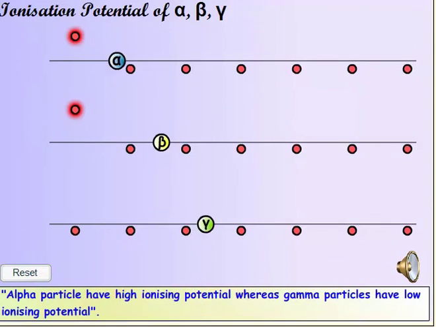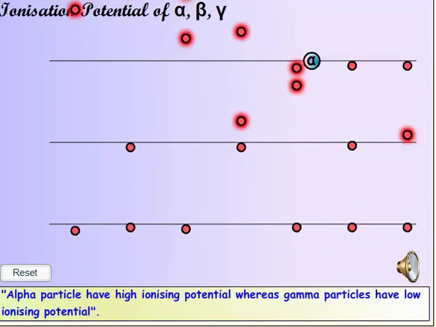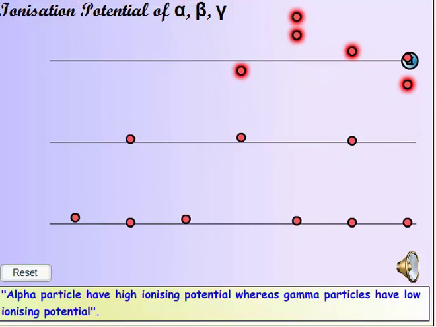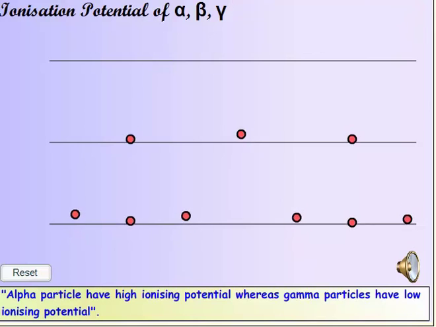Although alpha particles are heavy and slow, when they travel the same distance as beta and gamma particles, they ionize particles around them the most. Gamma rays are very fast and have the least ionizing potential.